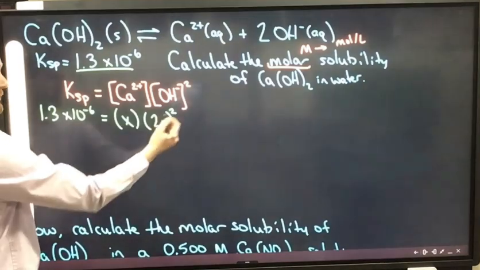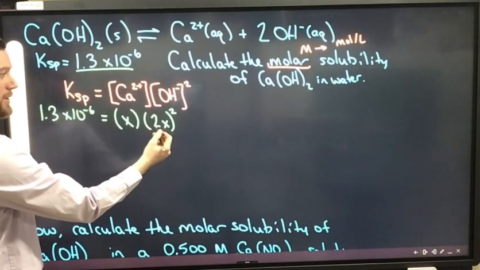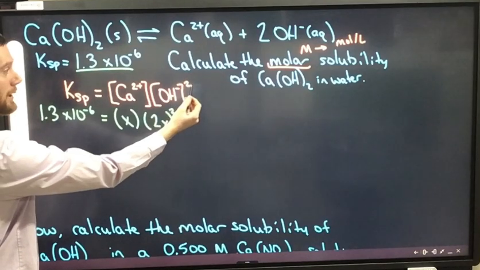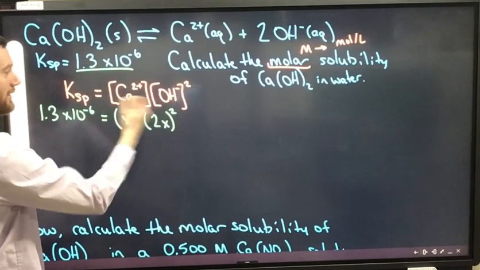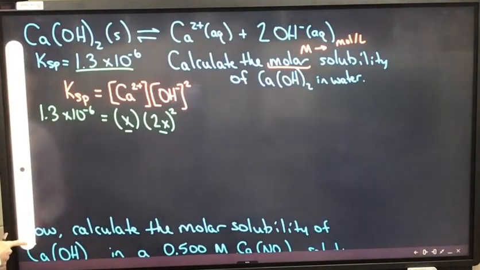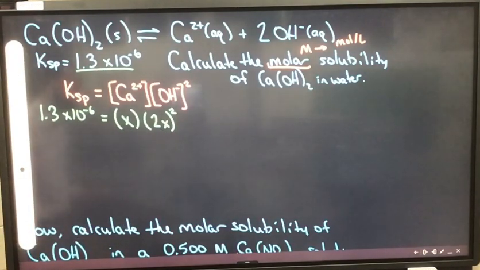So it's a little bit uncomfortable because some people think, well, I put the 2 here, do I really need them both? Yeah, you need them both. This is just part of the equilibrium expression, showing the relationship between these two. This here is showing that there's literally twice as much hydroxide as there is calcium.